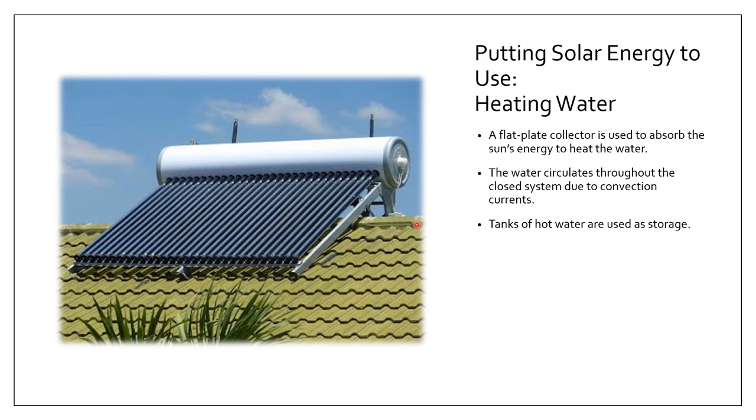We don't have to know the entire thing. All we have to know is the sun rays hit this cell. We have the absorber collector, which turns that sun energy into electricity and heats the water. So when we say it's just heating the water, things are happening right here inside of it. The water circulates throughout the closed system. We're using convection currents for the water motion. This circulating water is going to go through the system to get heated. So, tanks of hot water: you're going to store the heated water in storage, and we use the tanks.